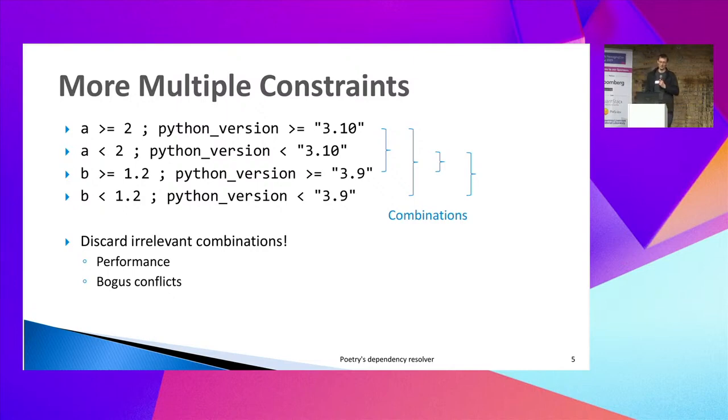So, for example, if we take the first constraint for A here and the second constraint for B, the intersection of markers is Python version greater equal 3.10 and Python version less than 3.9. And of course, there is no Python version that can satisfy this constraint. So in other words, the intersection is empty, and we can ignore this combination. So it's easy to detect empty intersections in this example.